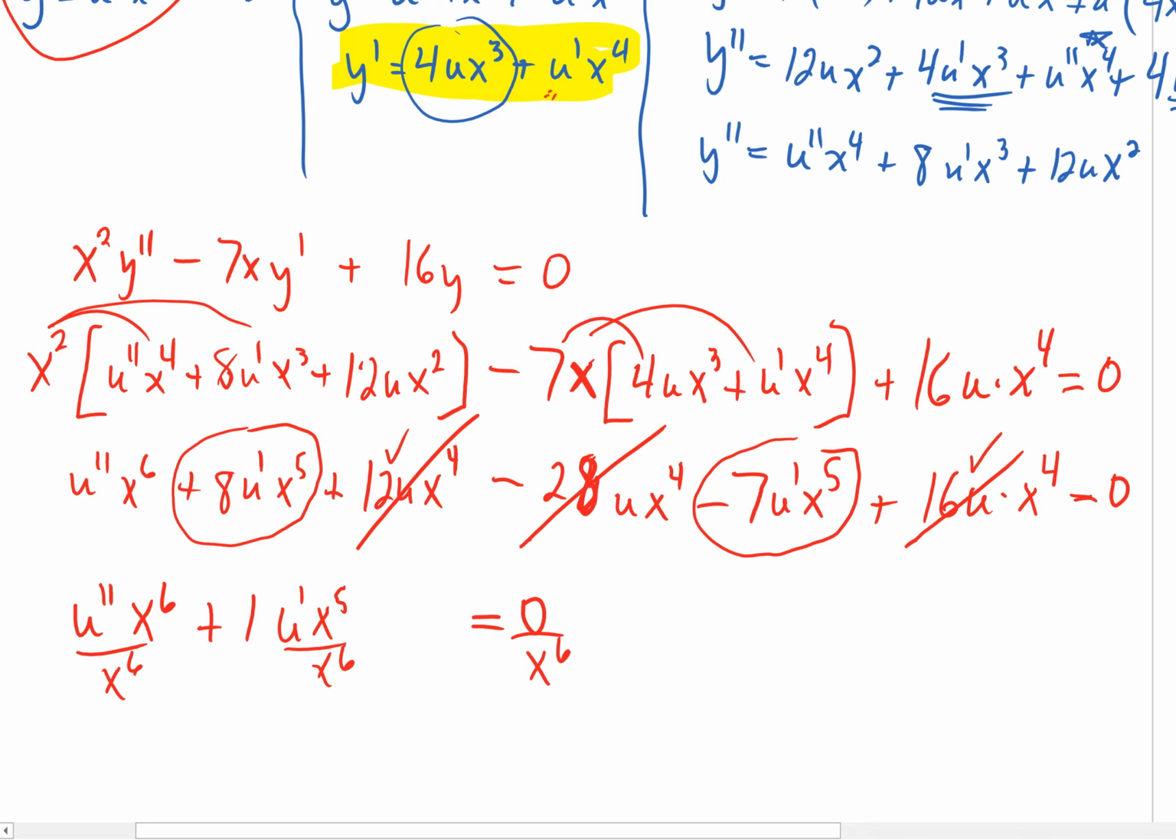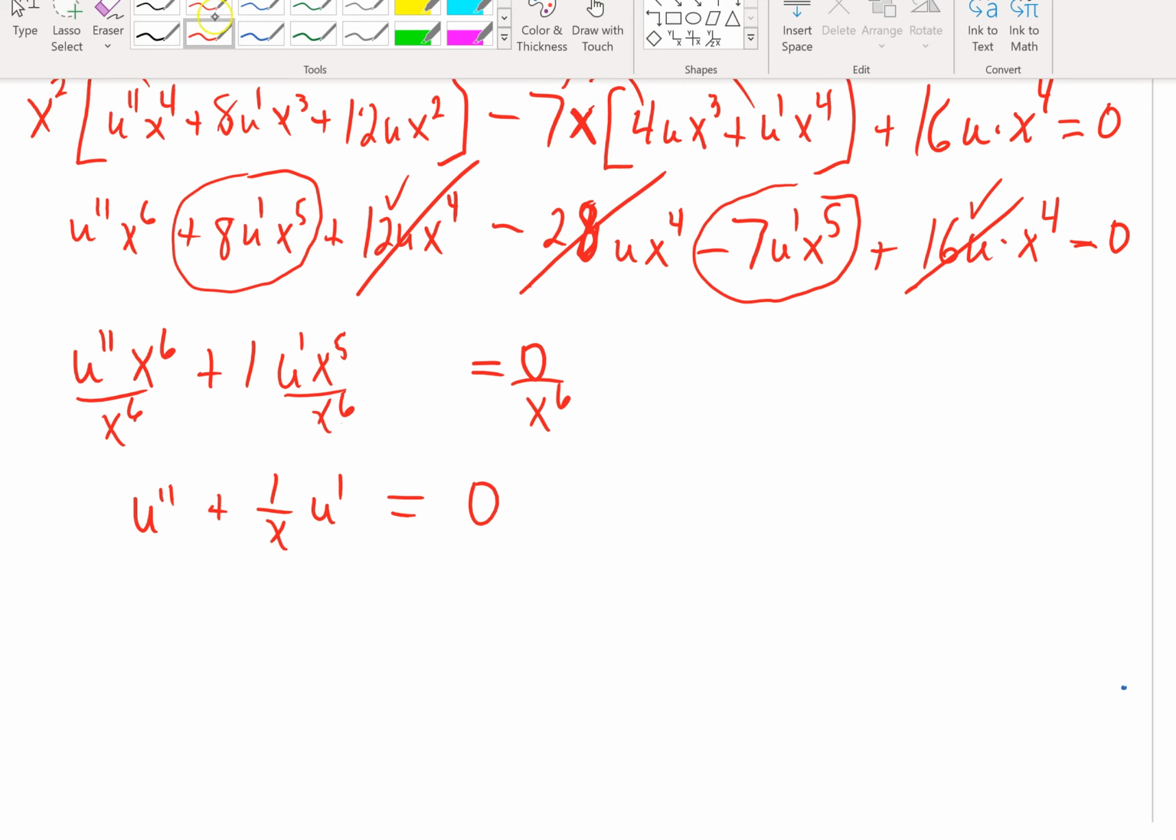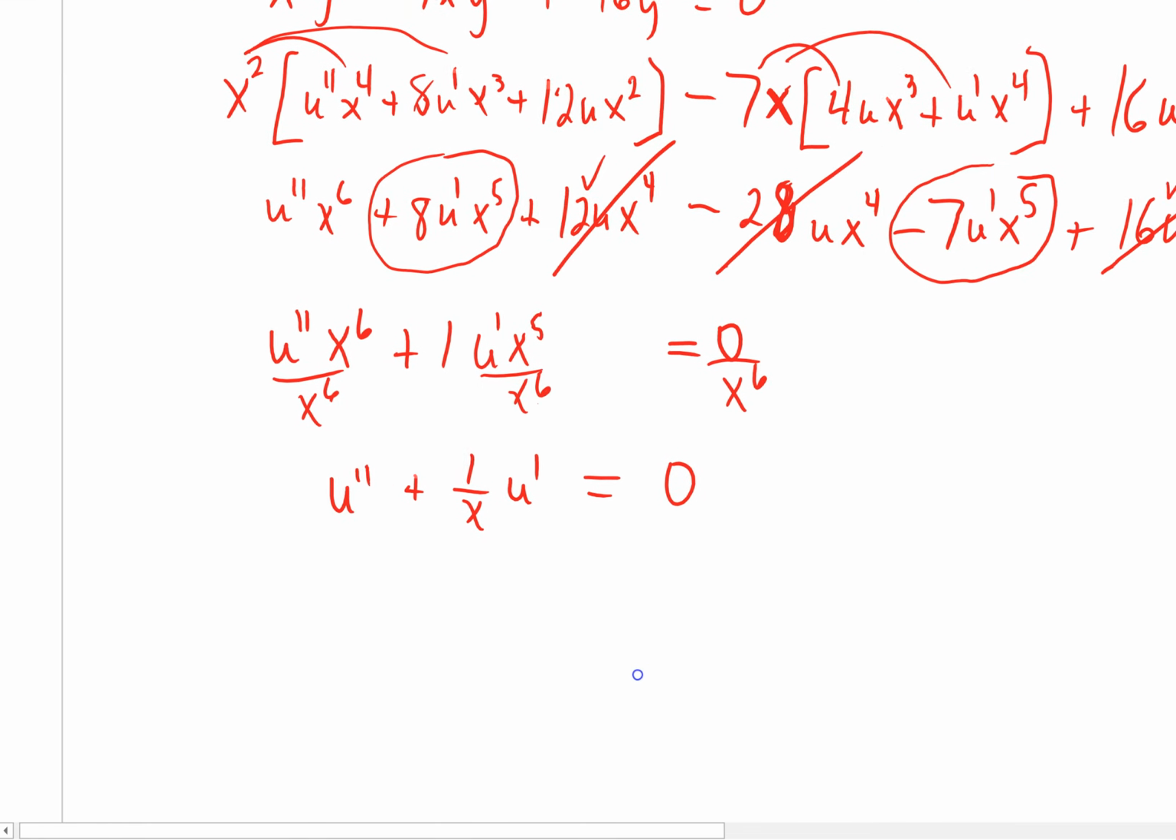This is what we mean when we are going to have reduction of order. This is going to become so much nicer. We've got u double prime plus, well, this x to the fifth over x to the sixth, we could write that as just 1 over x. And hey, things are looking up. They really are. Let's off to the side just make mention of something.